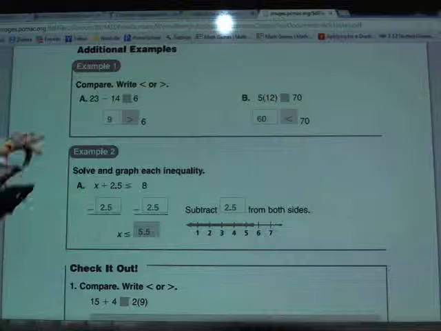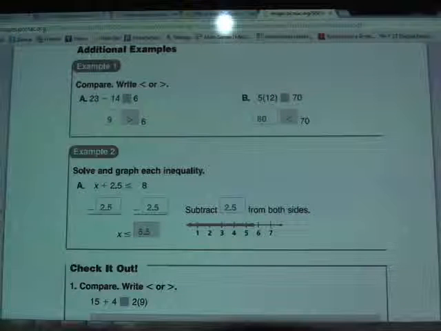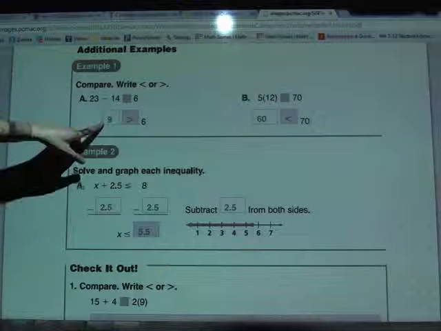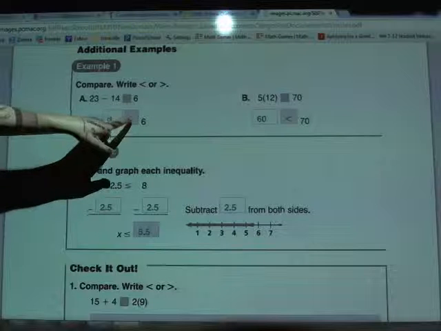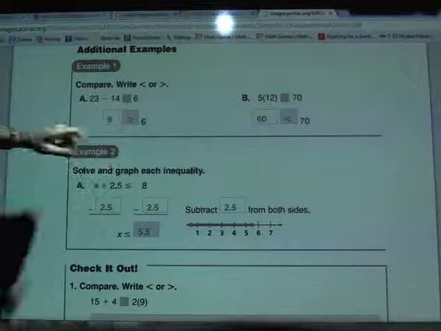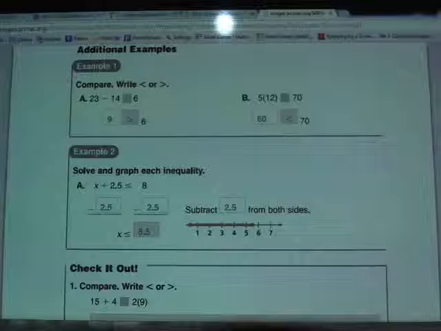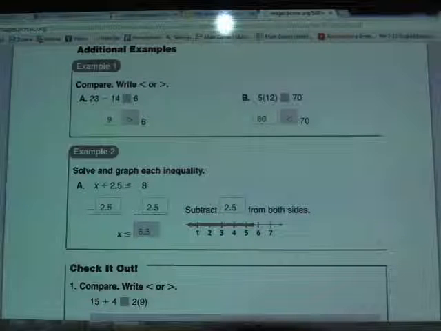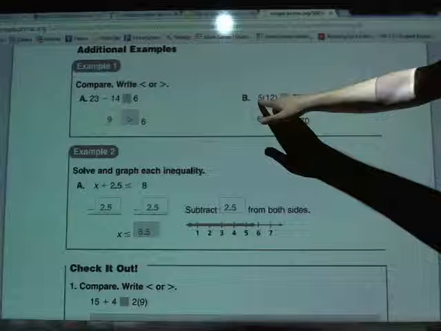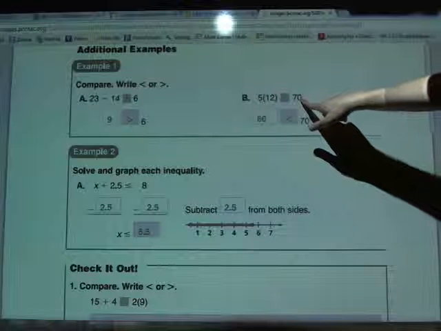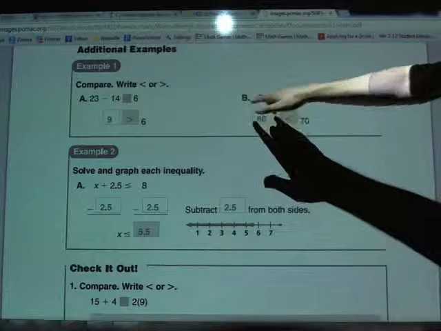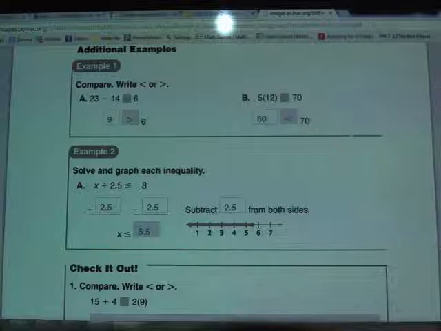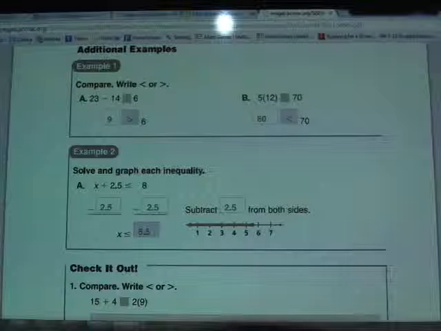So if we look at 1a, on the left side it says 23 minus 14. Well, 23 minus 14, of course, is 9, so we're comparing 9 and 6. Well, we know that 9 is bigger than 6, which is why the greater than symbol gets filled in. On the right side, we've got 5 times 12 and 70. Well, 5 times 12 changes into 60. Well, we know that 60 is less than 70, so the symbol gets filled in with less than.